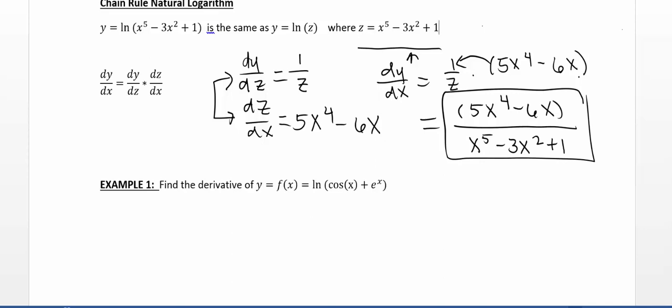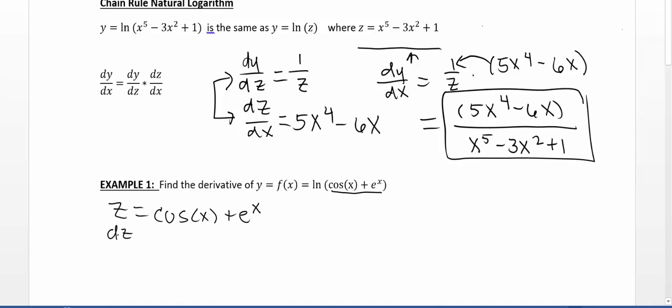Let's look at another example. Example 1. Find the derivative of y equals f of x equals the natural log of cosine x plus e to the x. So again here, we need to know what our z is. So z is the inside function. It's whatever is inside the natural log, which is cosine x plus e to the x.